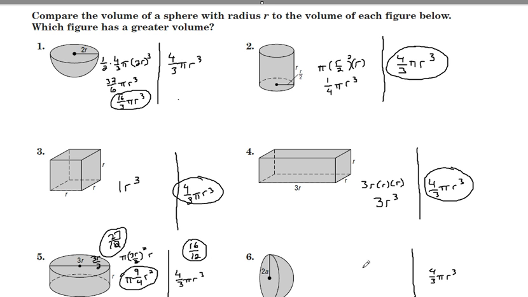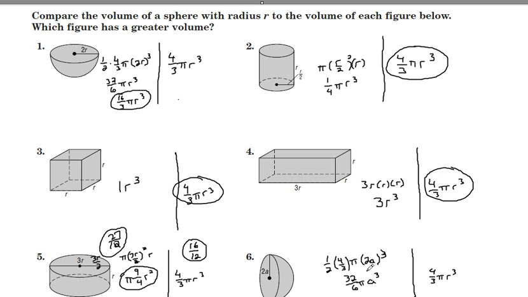Lastly, we have this hemisphere, 1/2, 4/3 pi, and the radius to the third power. The radius, however, is 2a. Now 2 to the third is 8. 8 times 4 is 32. So we have 32/6 again, a to the third.